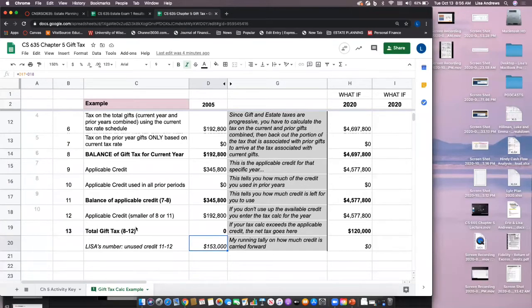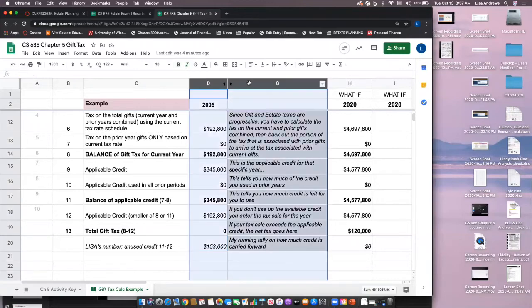That's just simply my number. I didn't see this anywhere, but you'll see it in the 2006 calculation. So 345,800 was the applicable credit. We just used up 192,800. We've got 153,000 left of the applicable credit. Questions so far?